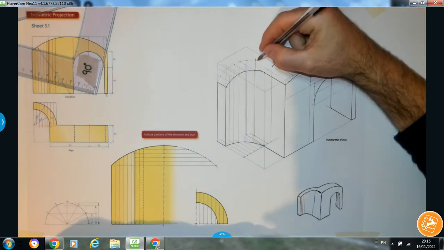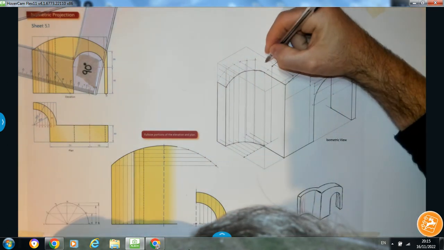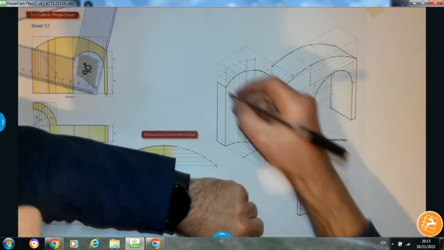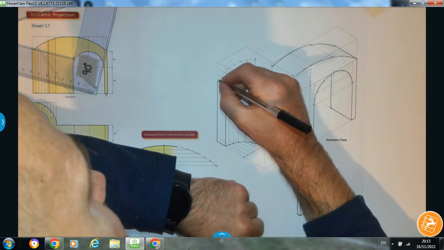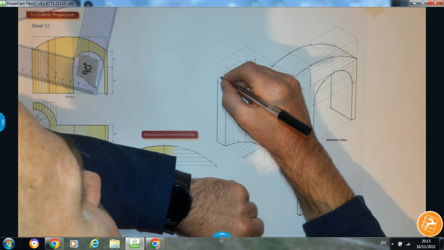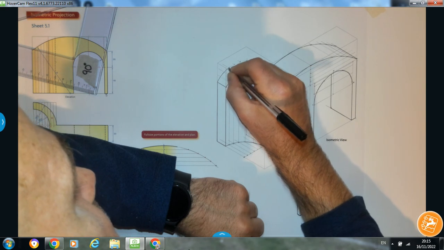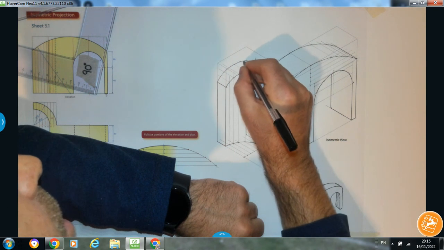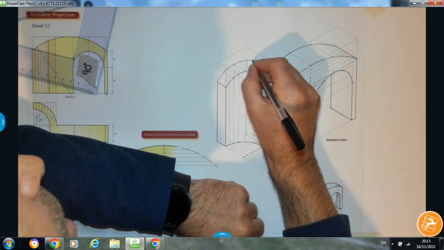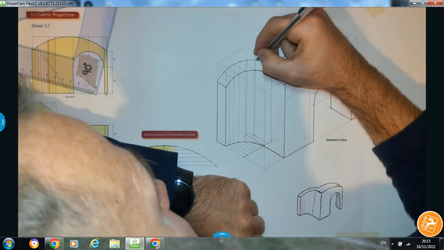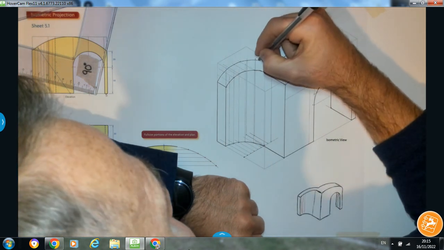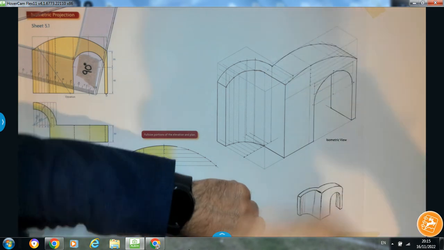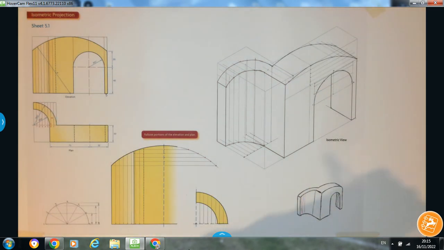heavy those in and bring this back in around, and that looks good. Just gonna heavy all of that in, make sure it's going through the points. My accuracy is pretty good. And there you have it.